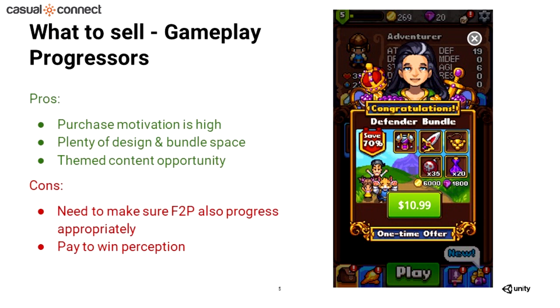First basic example is hard currency: crystals, diamonds, whatever you sell. Gold.